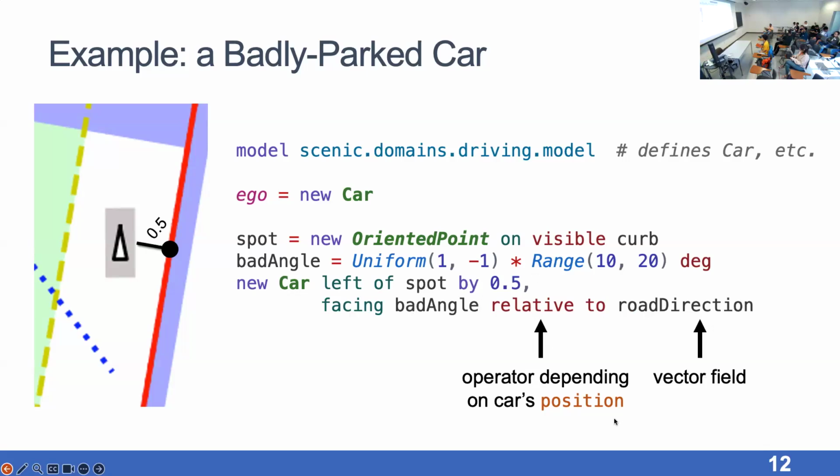So then Scenic figures out, all right, the first thing I need to do is sample which type of car this is. Then I can figure out what the width of the car is. Then I can evaluate this to get the position of the car, and then I can evaluate this to get the orientation. So it figures all of that out internally, and what you end up with is a specific distribution on what the position and orientation and other properties of this car are. And then we can sample from those to get the actual values. Does that answer your question?